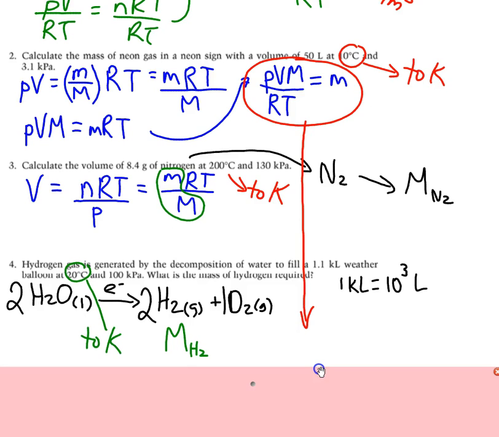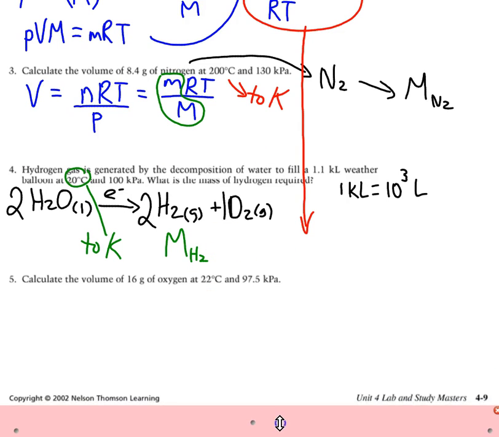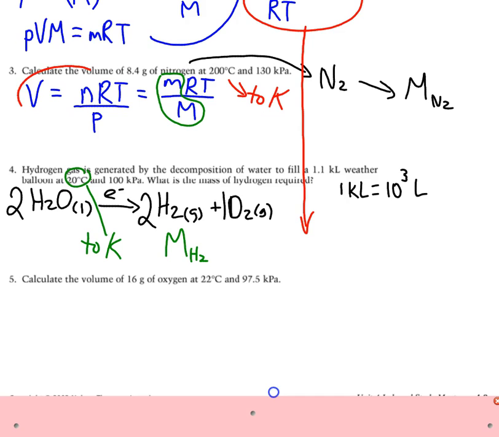Okay, and getting close to the last one here, we can look at number 5. There we go. Finishing up with number 5, calculate the volume of 16 grams of oxygen at 22 degrees Celsius, 97.5 kilopascals. Very similar to number 3. So again, we had solved for volume in terms of mass, molar mass, and temperature. So we can again recycle our formula from number 3 and then reapply it here.